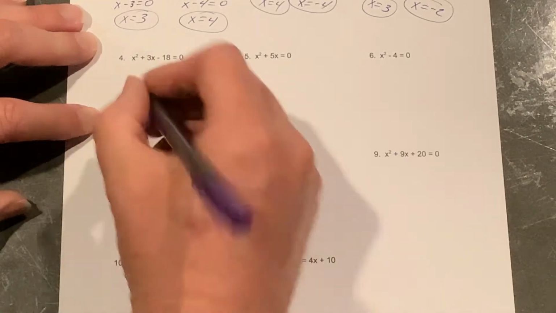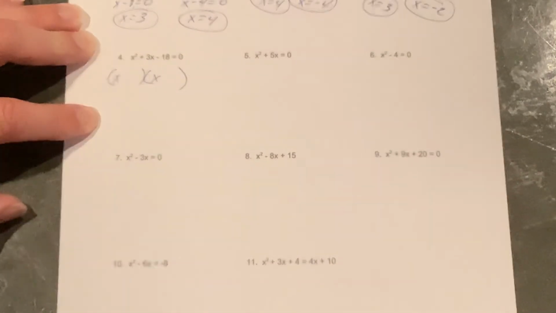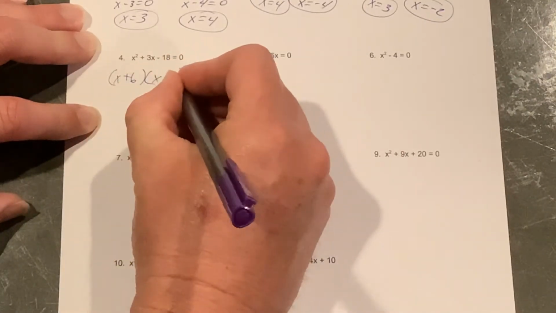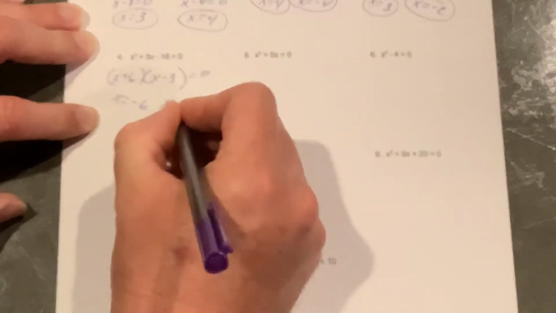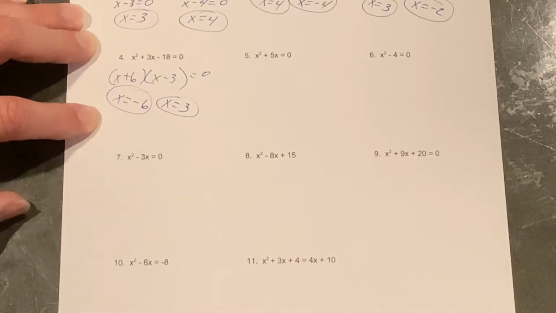Okay, number 4, we're going to reverse FOIL x and x. What multiplies together to be -18 and adds together to be +3 is +6 and -3. So then my answers are x equals -6 and x equals +3. Two answers.